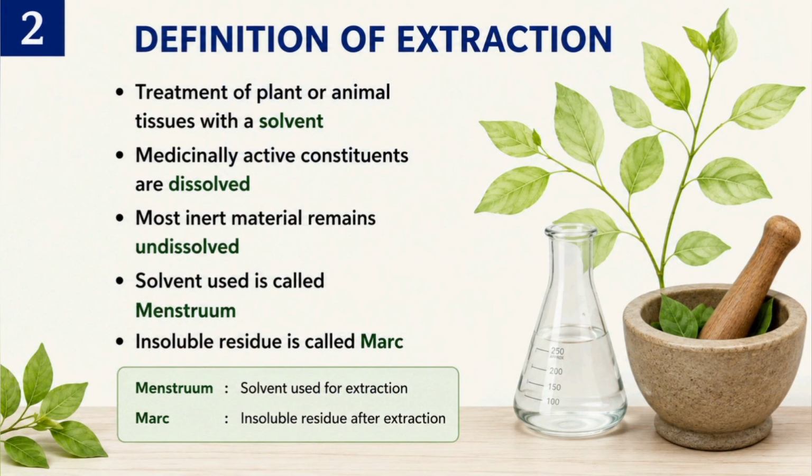Definition of extraction. Extraction is the treatment of plant or animal tissue with a suitable solvent to separate the medicinally active constituents. For example, imagine a medicinal leaf. The entire leaf is not usually required in a formulation. We may need only particular chemical constituents present inside its cells. When a suitable solvent contacts the drug, suitable constituents dissolve in the solvent. So the unwanted insoluble material remains behind.